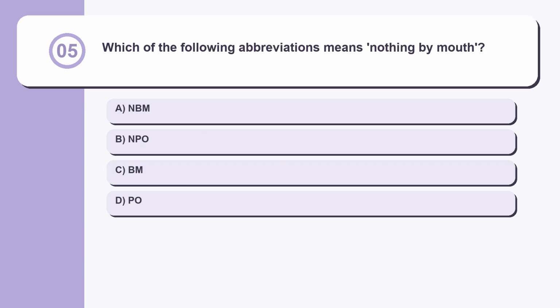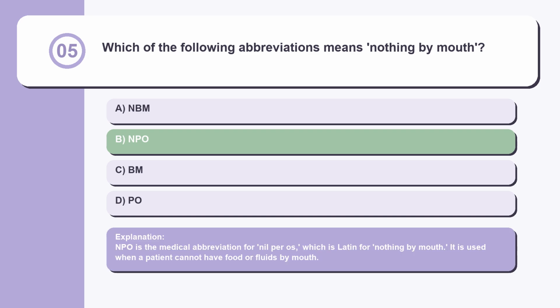Question 5. Which of the following abbreviations means nothing by mouth? NBM, NPO, BM, PA. NPO is the medical abbreviation for nil per os, which is Latin for nothing by mouth. It is used when a patient cannot have food or fluids by mouth.